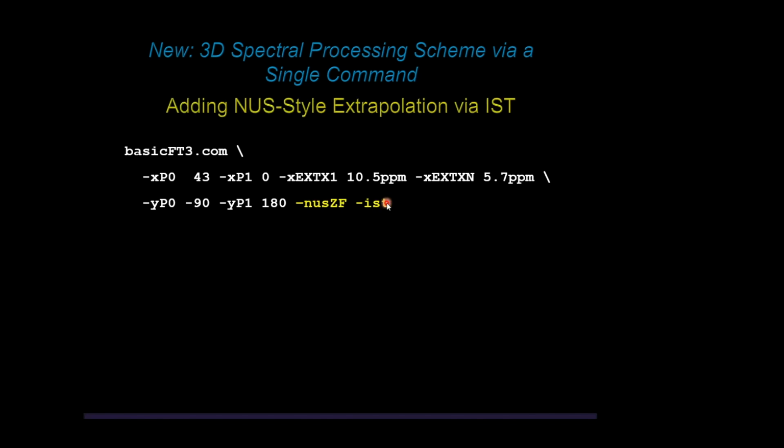Last week, we talked about ways to use the reconstruction techniques that are usually applied to non-uniformly sampled data and apply them to conventional data as well, as an alternative to linear prediction. So if we'd like to do that, we only need to add a couple of extra arguments. We call this NUS-style extrapolation NUS zero fill in NMRPipe. So just by adding a couple of arguments, we can either do this extrapolation using the IST reconstruction technique or the SMILE reconstruction technique. And we'll see examples of that soon.